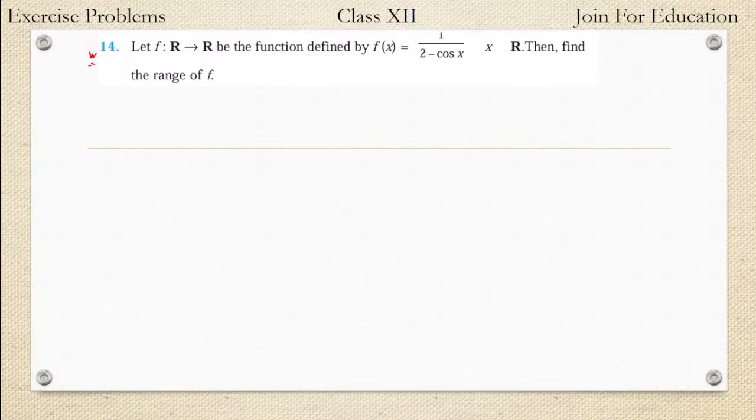This is the question. f is a function from R to R defined by f(x) equal to 1 by 2 minus cos x, x is an element of R. Then find the range of f. This question is asked many times in the board examination. So this is a VVI question. Let's see the solution.